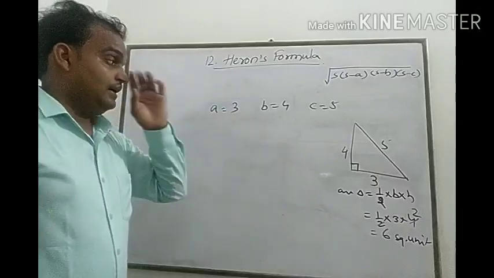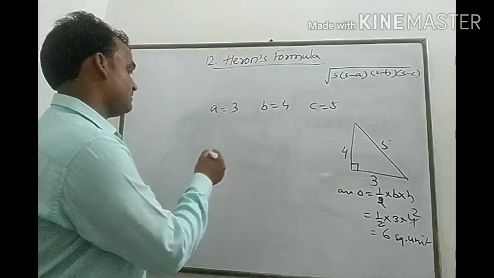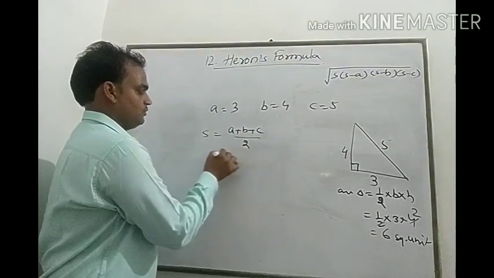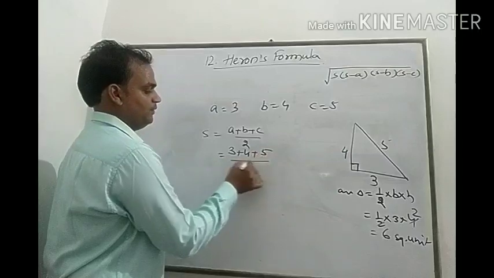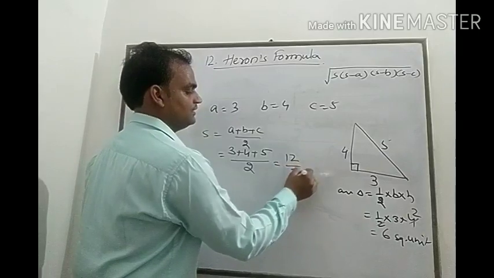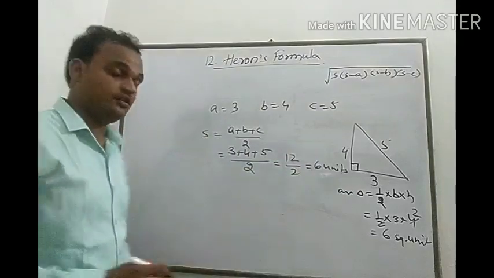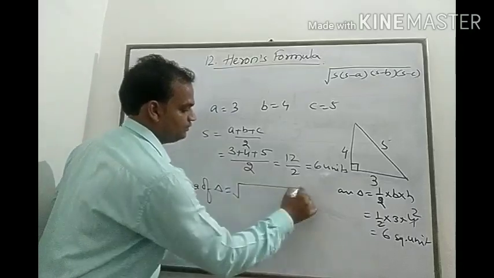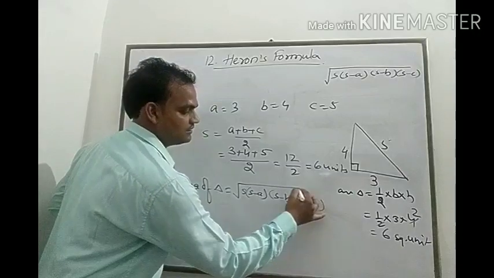Now according to Heron's formula, how can we go? We have to find first S. S is what? We know that S equals A plus B plus C upon 2. So 3 plus 4 plus 5, that is 12, 12 upon 2, that is 6 units. Now this is S. According to the formula, area of triangle equals under root S into S minus A into S minus B into S minus C.